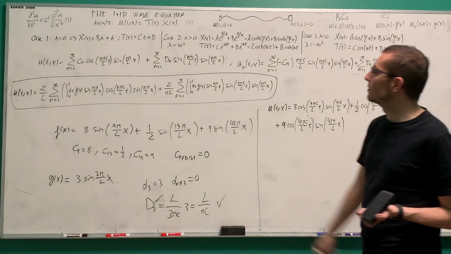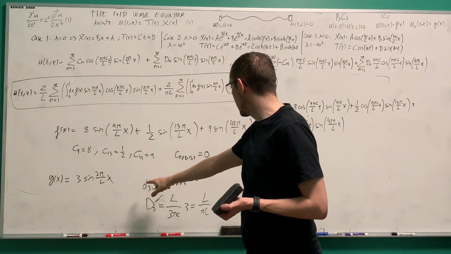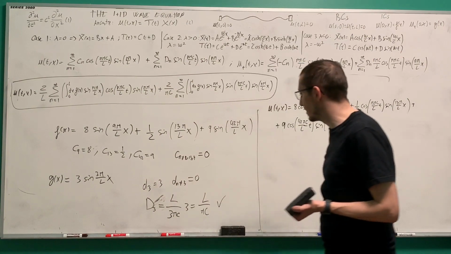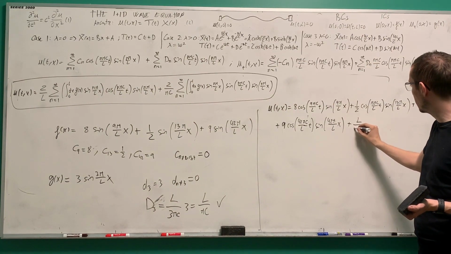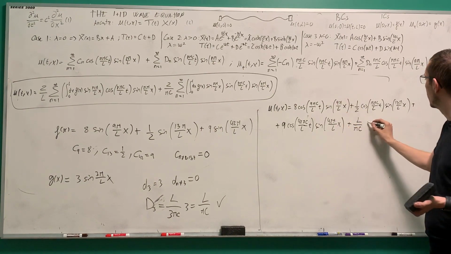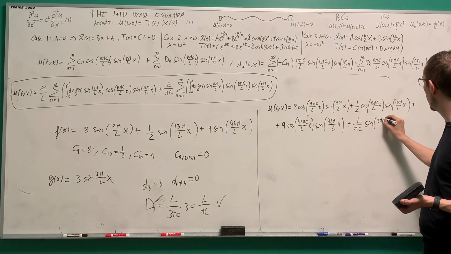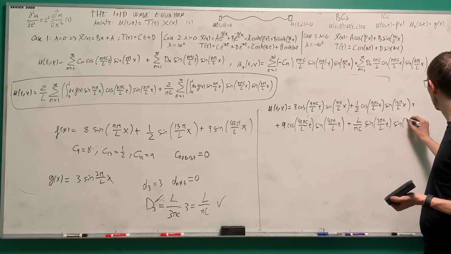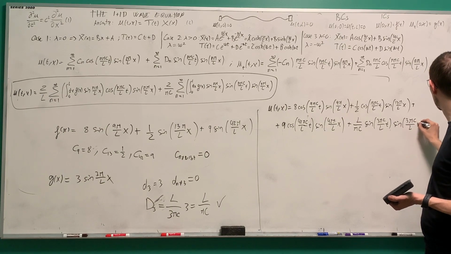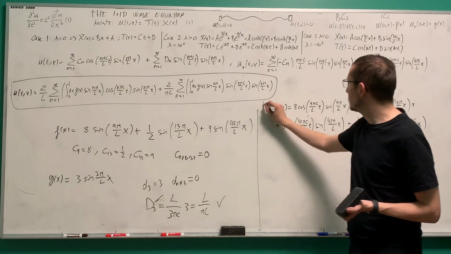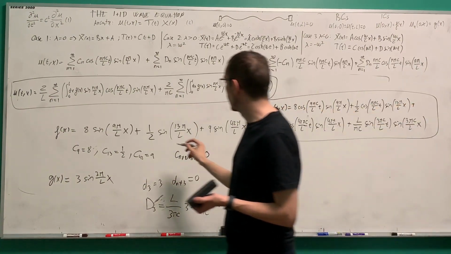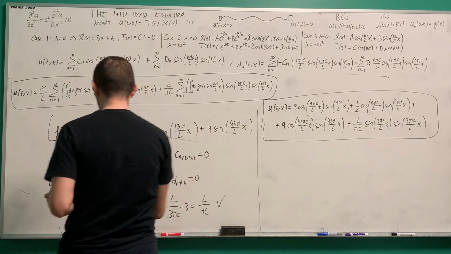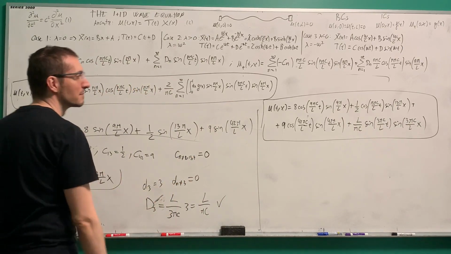And then we have one summand in the series with the dn, and that's the D3, and D3 is L divided by pi c. So that would be plus L divided by pi c, and then sine of 3 pi c divided by L t times the sine of 3 pi over L times x. And that is the solution. That's the one that would correspond with this choice of f of x and this choice of g of x.